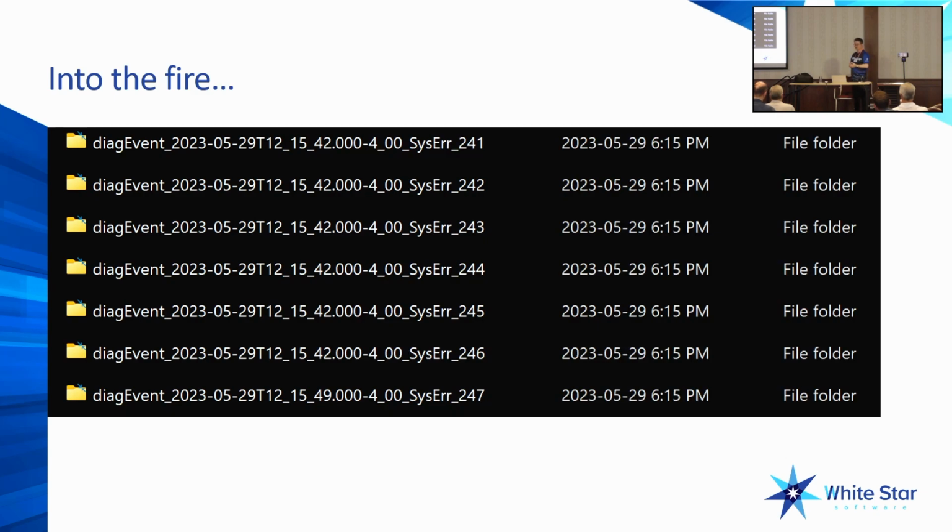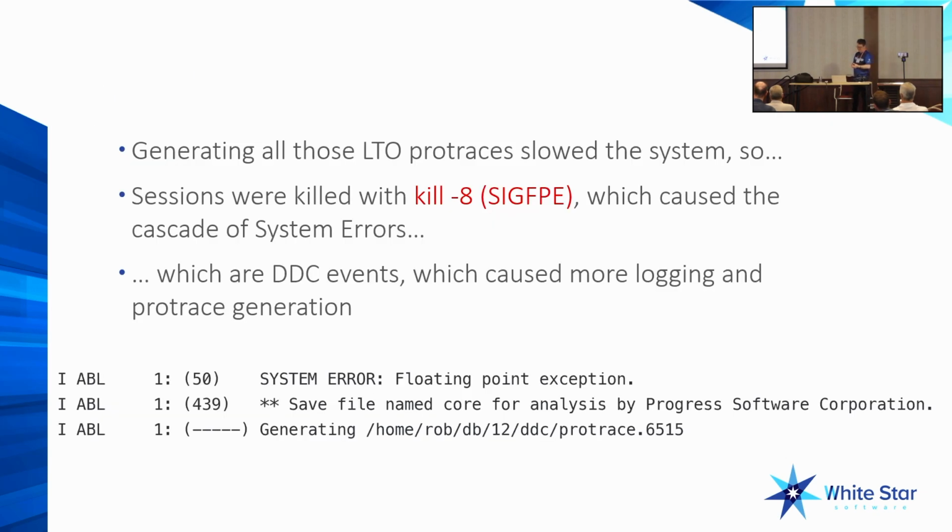However, they didn't just say kill, they said kill -8. And if you're not familiar with that, that's SIG-FPE in Linux, which is a floating point error. And guess what OpenEdge thinks of a floating point error? It's a system error. And so that caused all the DDC logging for the system errors. And here's a snapshot of what it would look like if you did a SIG-FPE on a client. That's what shows up in your database log. So, yeah, they had a fire and they threw a bunch of gasoline on it.